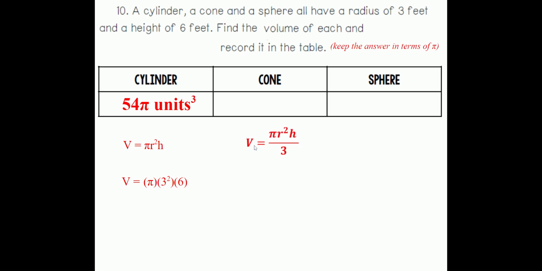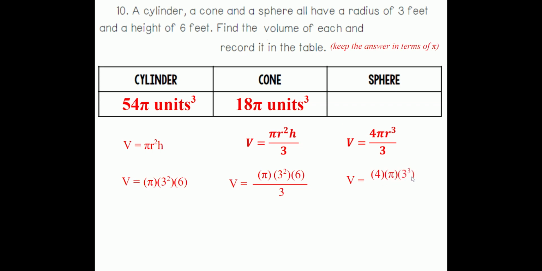Our cone formula is V equals pi r squared h divided by 3. Again, our radius is going to be 3. Our height is 6, and then finish out the rest of the formula. You divide by 3. So 3 times 3 times 6 divided by 3 is 18 pi units cubed. And for our sphere, we're going to write our sphere formula again. V equals 4 pi r cubed divided by 3. Replace radius with 3. And there's no place to put height. So 4 times 3 times 3 times 3 divided by 3 is going to get you 36 pi units cubed.